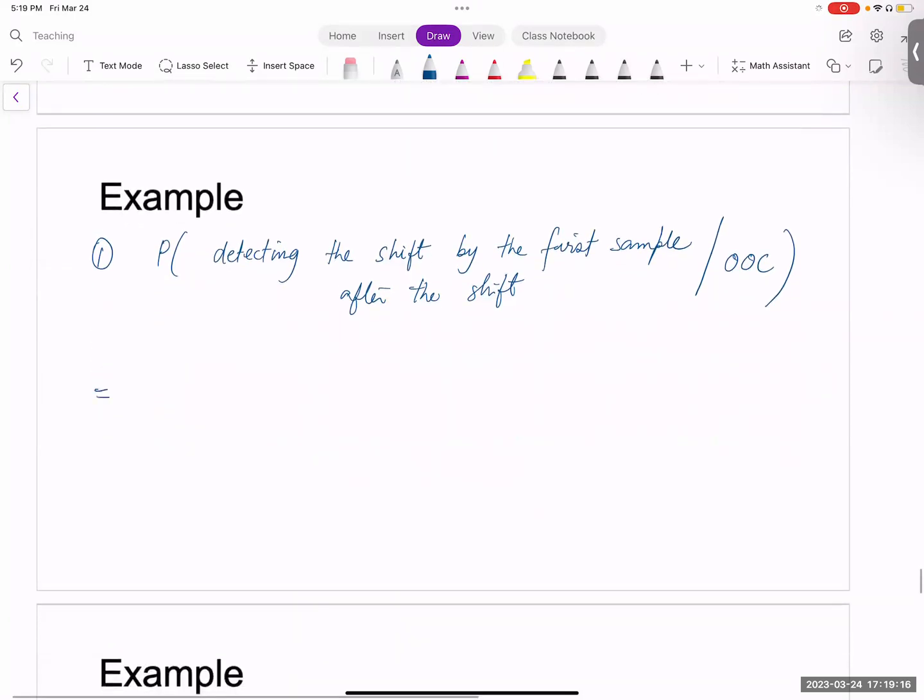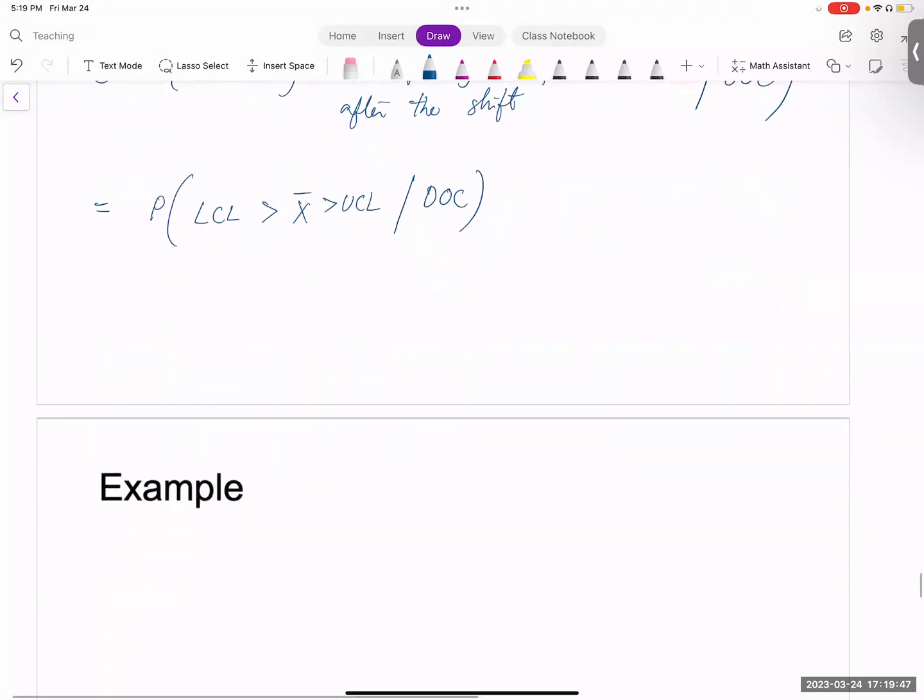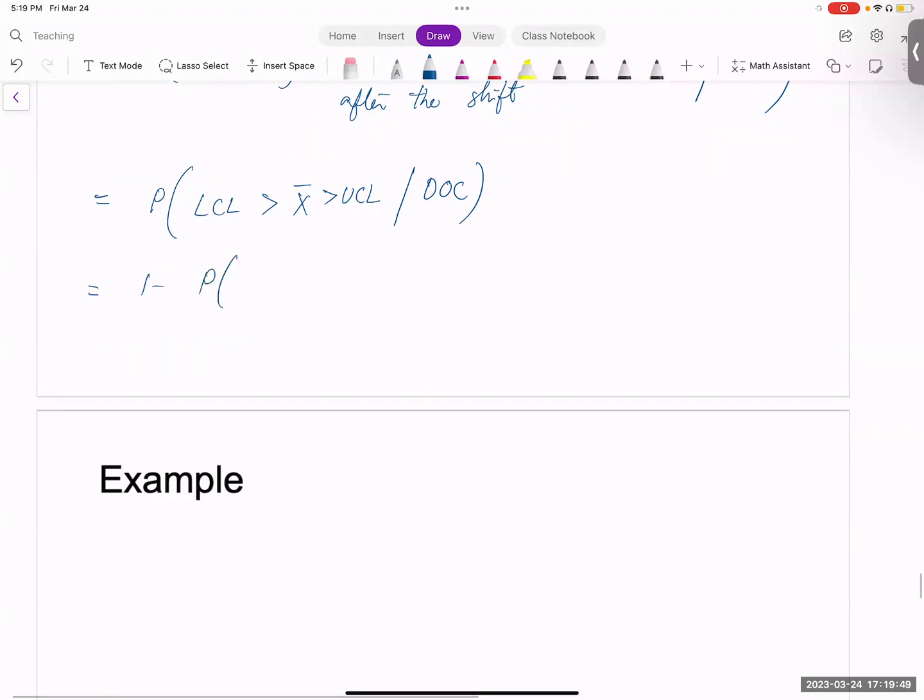Now, any control chart would detect a shift by plotting a sample which is outside the control limits, right? That's how you detect a shift. If it still stays inside the control limits, you would never detect the shift, right? So in this case, I can say the probability that X bar is greater than UCL or less than LCL, given the process is out of control. That's when you detect the shift. I can rewrite this as 1 minus the probability X bar is less than or equal to UCL and greater than or equal to LCL, given the process is out of control.